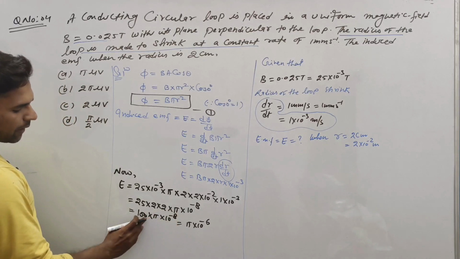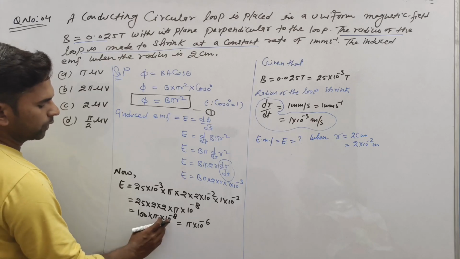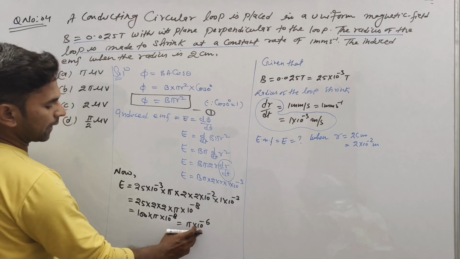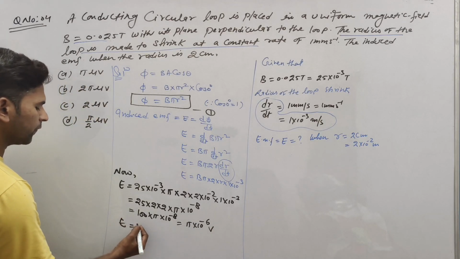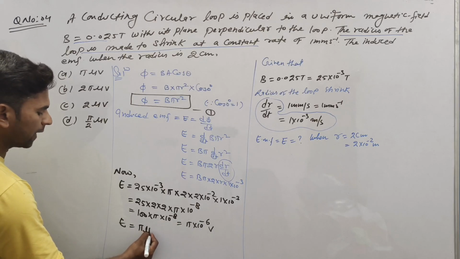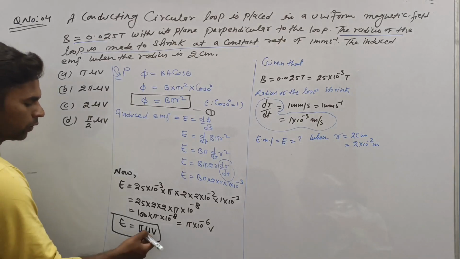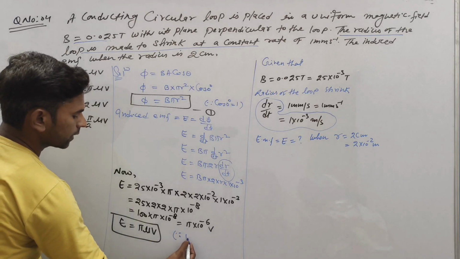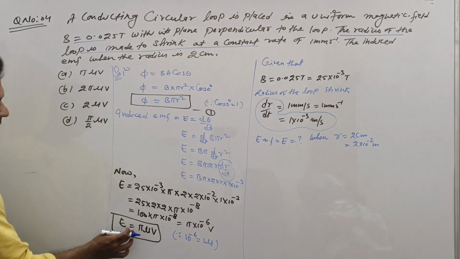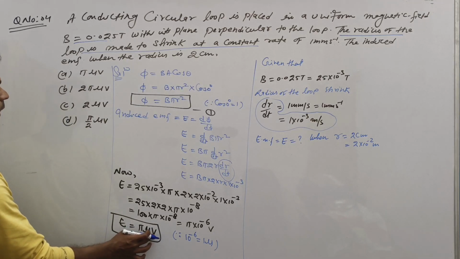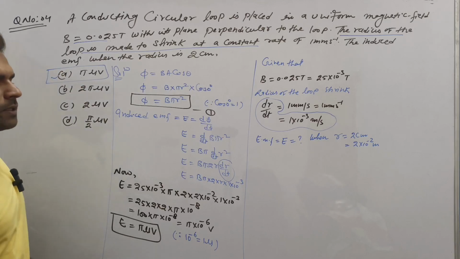Why? Because here we have 10 power 2 and here 10 power minus 8, so you will take it as 10 power minus 6 volt. So you can also write the induced EMF E is equal to pi microvolt, because 10 power minus 6 is 1 micro. So which option is correct? E is equal to pi microvolt, so option A is the correct answer of this problem.